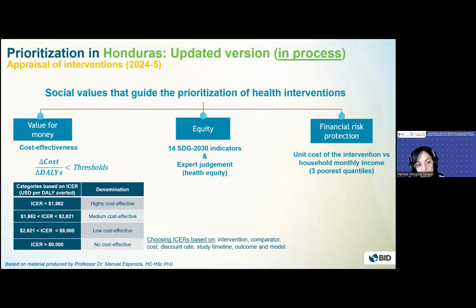For the cost effectiveness analysis, we're using a similar approach, and this is being led by Professor Dr. Emmanuel Espinosa, who maybe some of you know. Again, we're setting cutoff points based on thresholds estimated by the literature, and classifying the interventions across 4 groups: highly cost-effective, medium cost-effective, low cost-effective, and non-cost-effective. More importantly, the ICERs are now being chosen based not only on the intervention, but we are more carefully taking into account the comparator, the cost discount rate, the study timeline, the outcome, and the model that is being used.